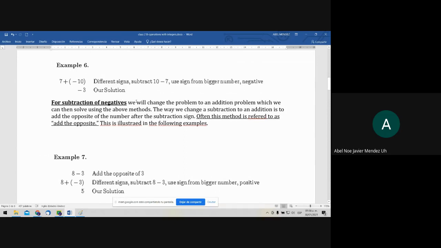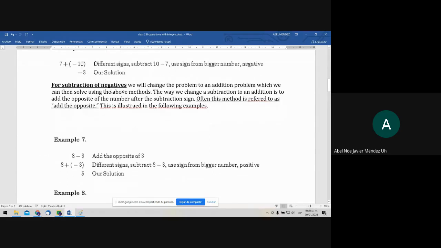Now, we pass with another operation, okay? We saw additions. Now, we need to review what happened with the subtractions. What happened with the subtraction? Subtraction of negatives, okay? Subtraction of negatives. That's important, okay?